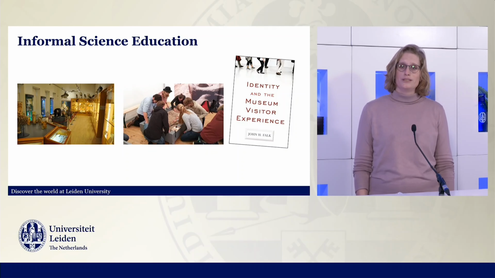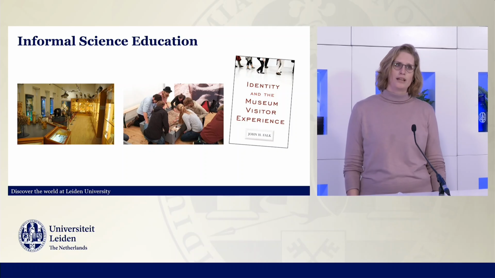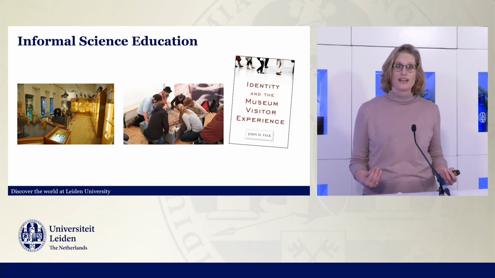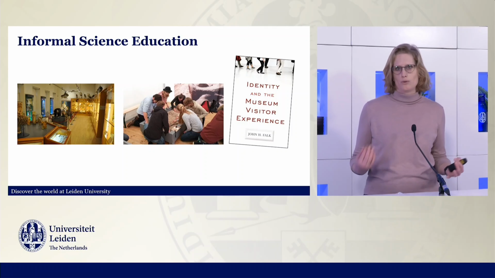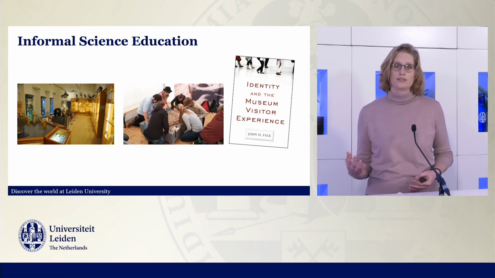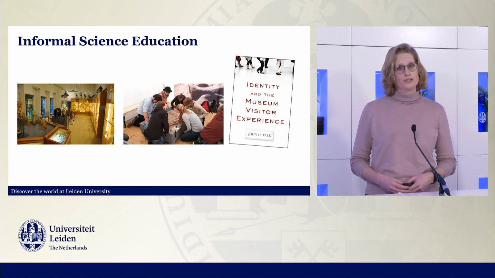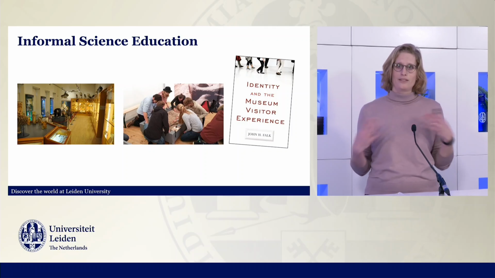The third course is Informal Science Education. And that is about learning about science in science museums, botanical gardens, zoos, those kinds of institutions. And here we combine a lot of theory about learning and about target groups with the practice of visiting a few of these institutions. So you can really link theory and practice.